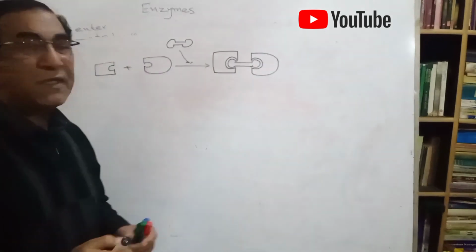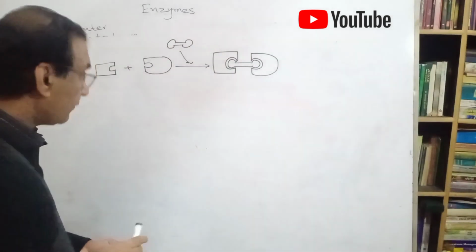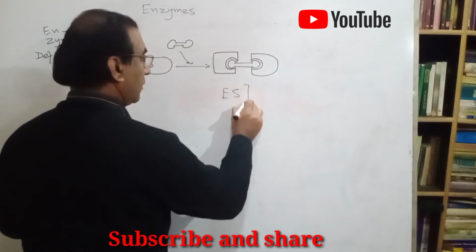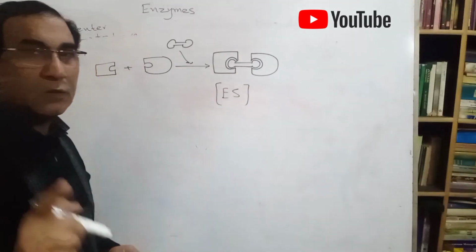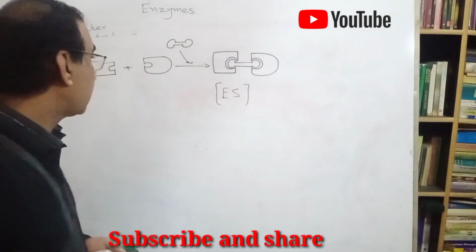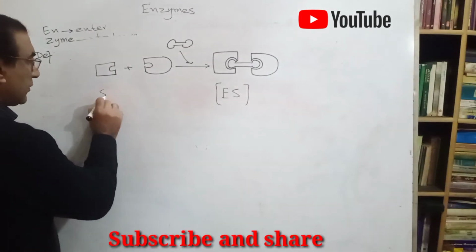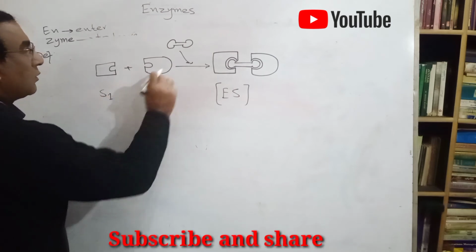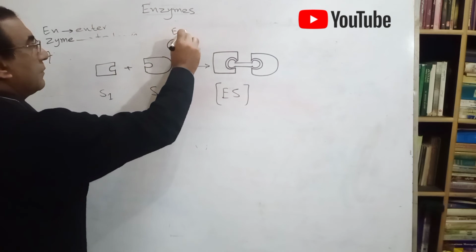Here the enzyme substrate complex is formed. This is known as what? Enzyme substrate complex. This is substrate 1. This is substrate 2. This is enzyme.